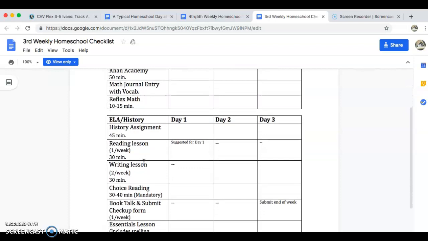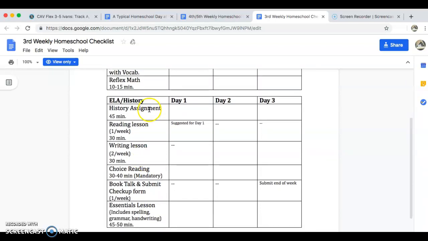So that's why you have check boxes for all 3 days for every section of math. And then for your ELA and history, you have your history assignment, which will take you approximately 45 minutes a day. And you're going to be doing that all 3 homeschool days. And then you have your reading lesson, which happens 1 time per week. And it's suggested, highly suggested, except for perhaps a week where maybe we're off for a Monday, that this is done on day 1 for your homeschool week.